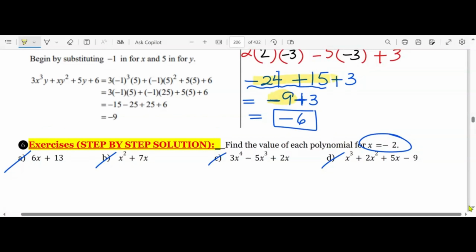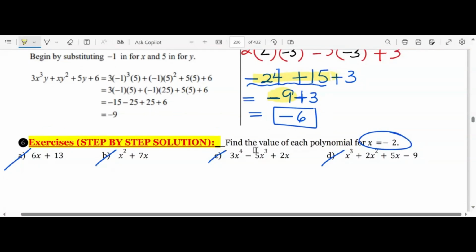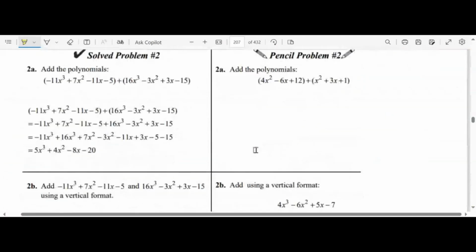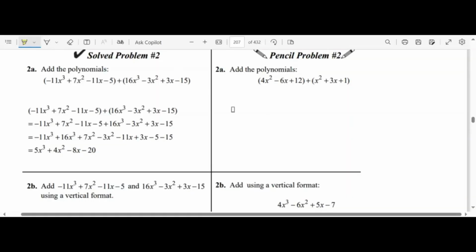Yalla, do the exercise, the class work. Okay, let's move on to the next part. Your class work. Okay, let's move on to addition.